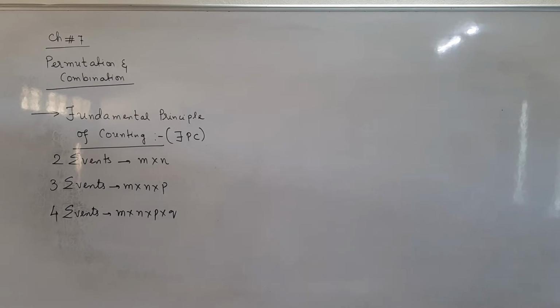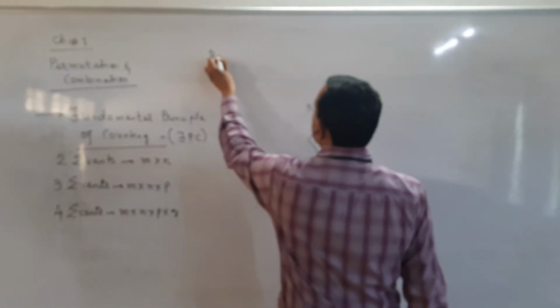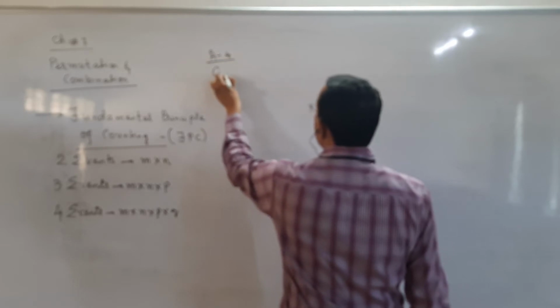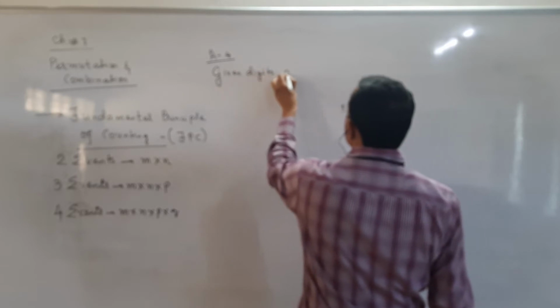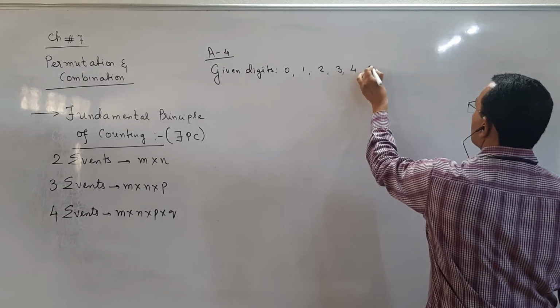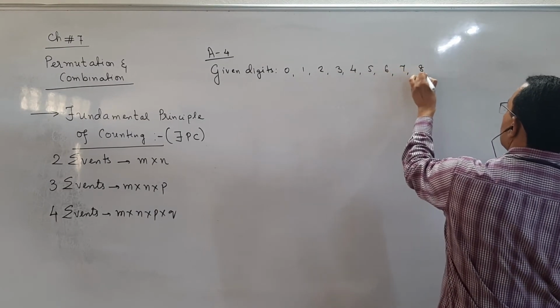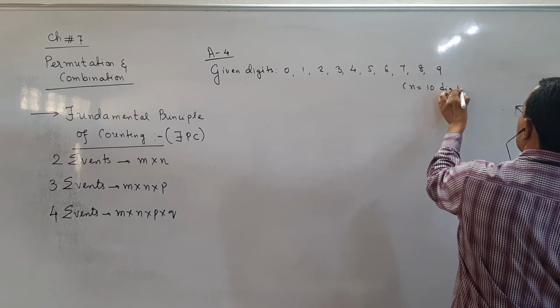Using the digits 0 to 9, how many telephone numbers of 5 digits can be formed? And the condition is the number starts with 67 and digits are not repeated. Very interesting, students. Given digits are 0 to 9, that is 1, 2, 3, 4, 5, 6, 7, 8, 9. We are given 10 digits including 0.